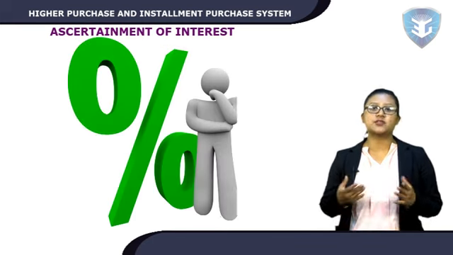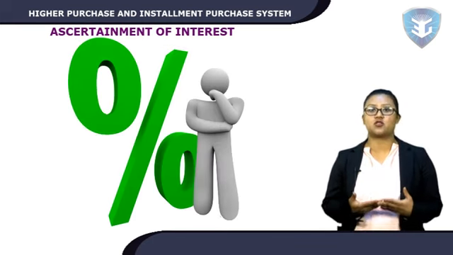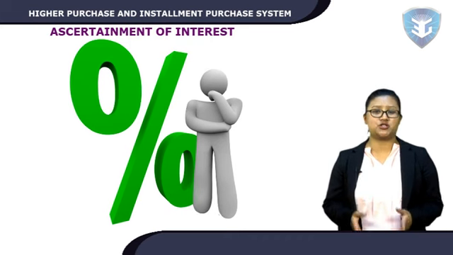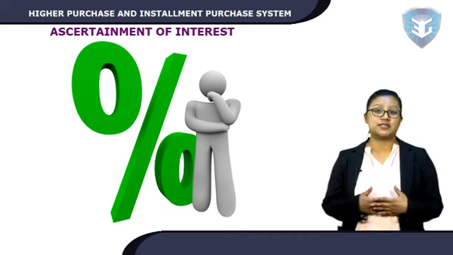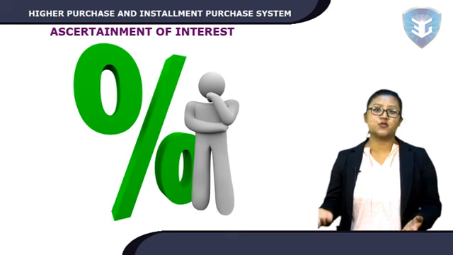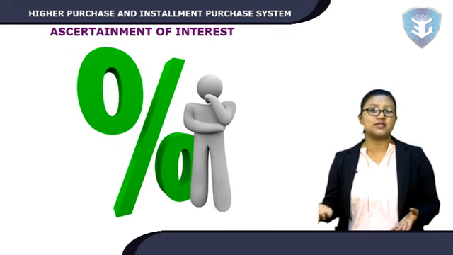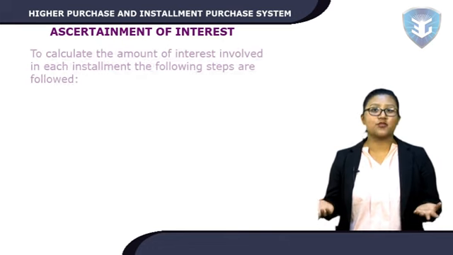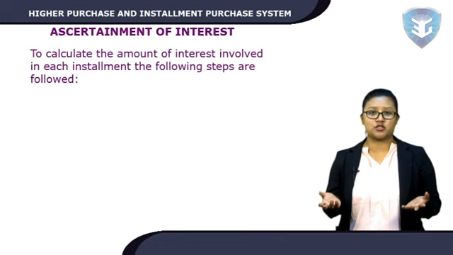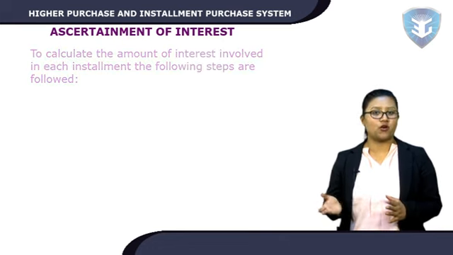When the cash price, rate of interest and the amount of installments are given, in this situation the total amount of interest is to be ascertained first. It is the difference between the hire purchase price, down payment plus total installments, and the cash price. To calculate the amount of interest involved in each installment, the following steps are followed.